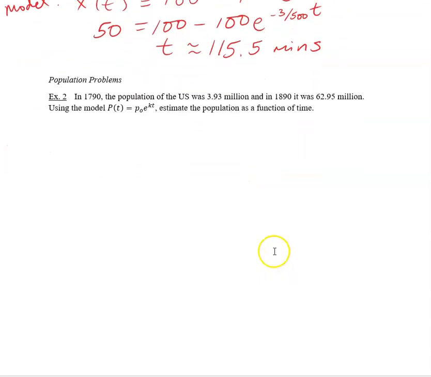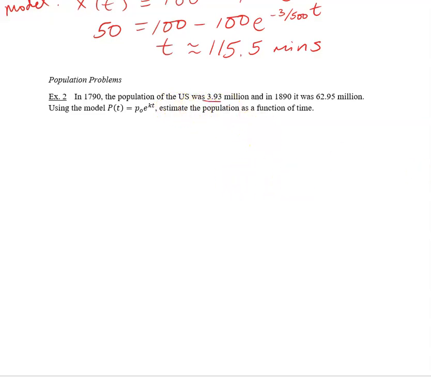One more example, and this one's a fairly short example. It's a population model, and it says in 1790, the population of the U.S. was 3.93 million, and in 1890, it was 62.95 million. Using this model, it's the population model, where P of t is the population, t is any given time, and P naught is the initial population when we start measuring it. They want us to come up with a model for this population as a function of time.